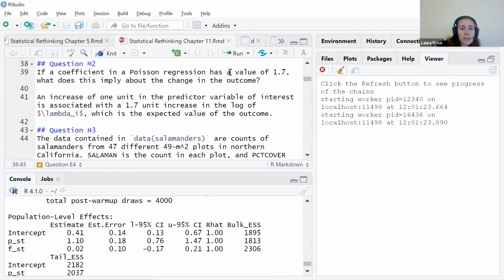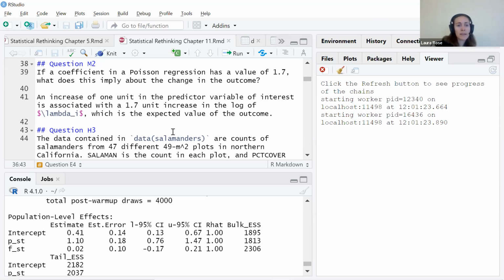If a coefficient in Poisson regression has a value of 1.7, what does this imply about the change in the outcome? So I just got really literal here, which may belie a lack of deeper understanding, but an increase of 1 unit of the predictive variable of interest is associated with a 1.7 unit increase in the log of lambda sub i, which is the expected value of the outcome. Well, I should say the log of the expected value, I guess.